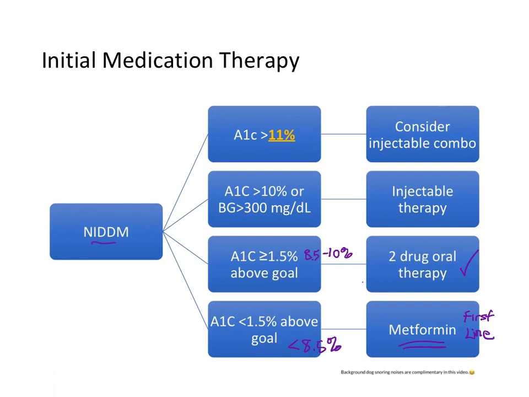For a patient who has an A1C above 10 or a blood glucose at any given time above 300, that's where we start to think about injectable therapy. Now, that could mean insulin, but that could also mean some other injectable medications that aren't insulin. Then, with any A1C above 11, that's really where patients have to start with insulin, maybe an injectable combo of non-insulin therapy plus insulin.